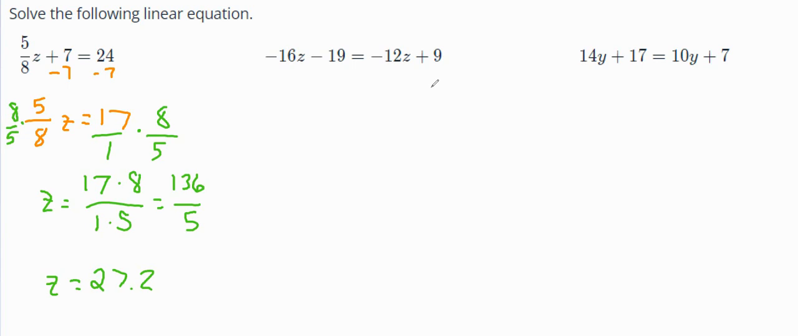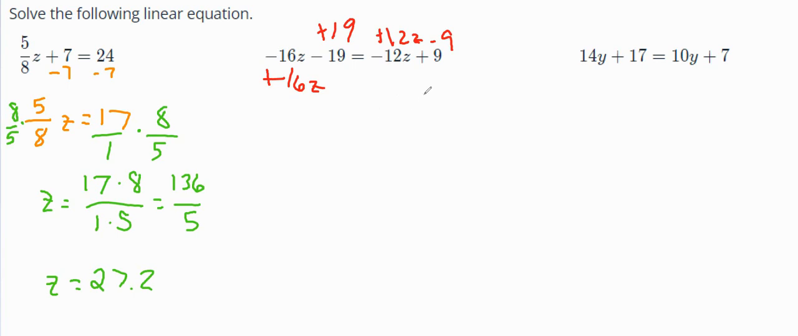The next one, we have different options of how we could approach this problem. I like to move all my letters to the left side first. That's how I like to approach it. But there's different options we could do. We could add 16z. We could add 19 to both sides. We could add 12z to both sides. Or we could subtract 9 on both sides. Any of those would be totally fine and possible.